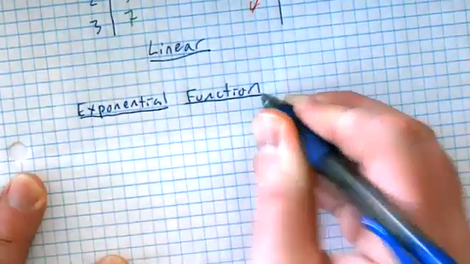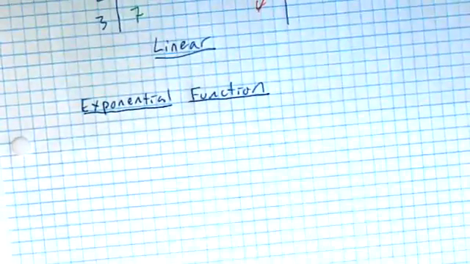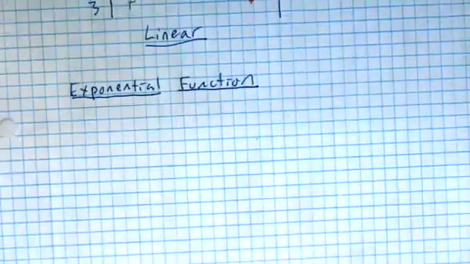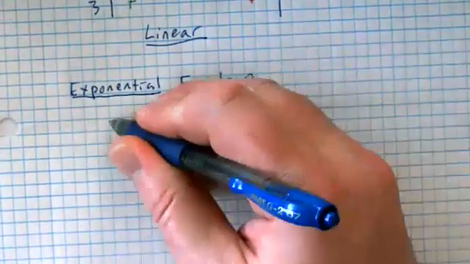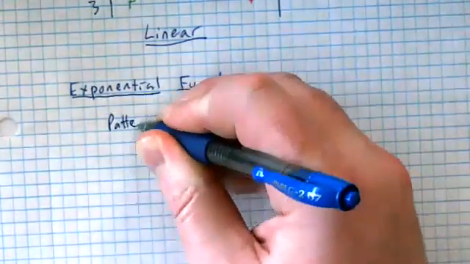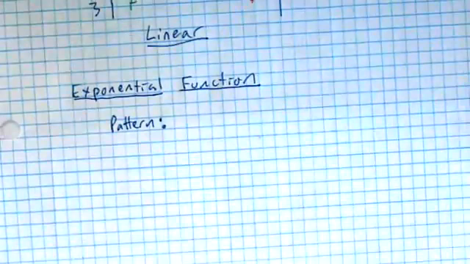And the big important thing that we got today was that an exponential function has a pattern where we do what to the y numbers? We multiply by the same number each time. We keep multiplying by the same number.